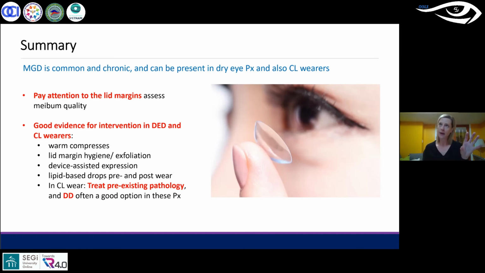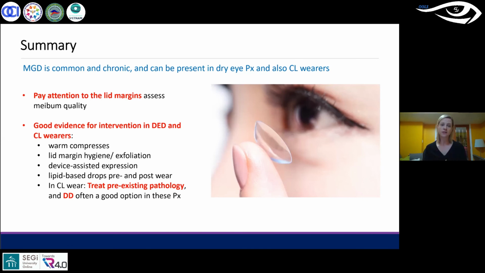But absolutely, we should pay more attention to lid margins than I ever would have done when I first qualified more than 20 years ago in practice. There's much more we know, and there's much more we can do now. Interventions, both for dry eye and for our contact lens wearing patients, are pretty similar. We can start simple: warm compresses, get the lid hygiene right and clean up the lid margins in office, give them more cleaning options to carry on doing at home to keep things as clean as possible. We can, in office, express those glands either with forceps or with a device if we have that available.